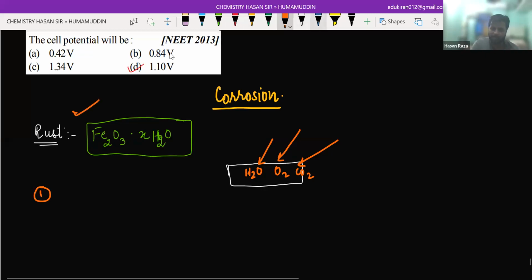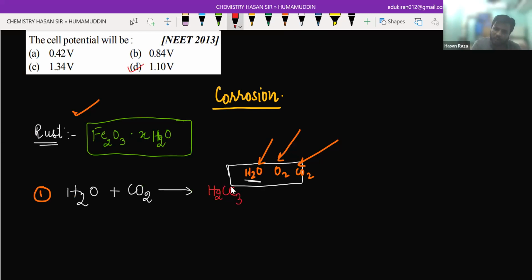I'm going to explain this. Now see what happens. In the first step, this water from the surrounding reacts with carbon dioxide. Carbon dioxide in nature is acidic, so it will form carbonic acid, H2CO3. This is your carbonic acid.